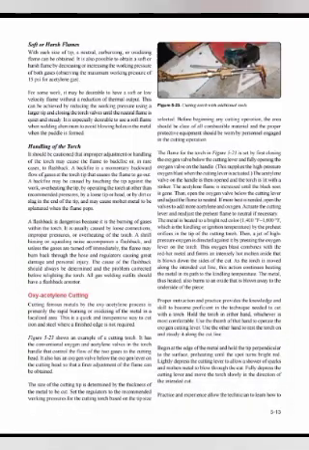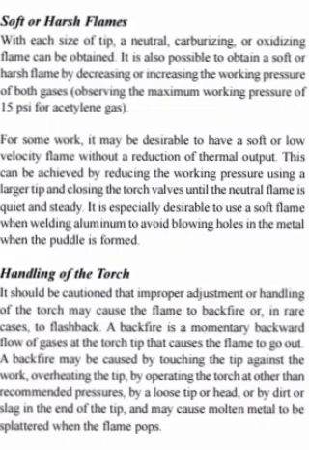Soft or harsh flames. With each size of tip, a neutral, carburizing, or oxidizing flame can be obtained. It is also possible to obtain a soft or harsh flame by decreasing or increasing the working pressure of both gases, observing the maximum working pressure of 15 psi for acetylene gas.